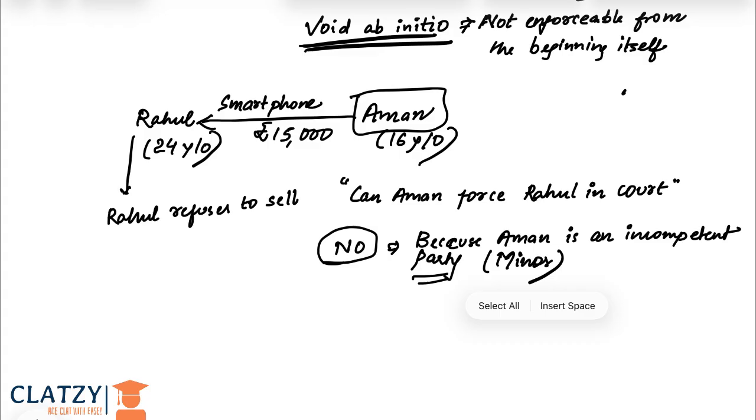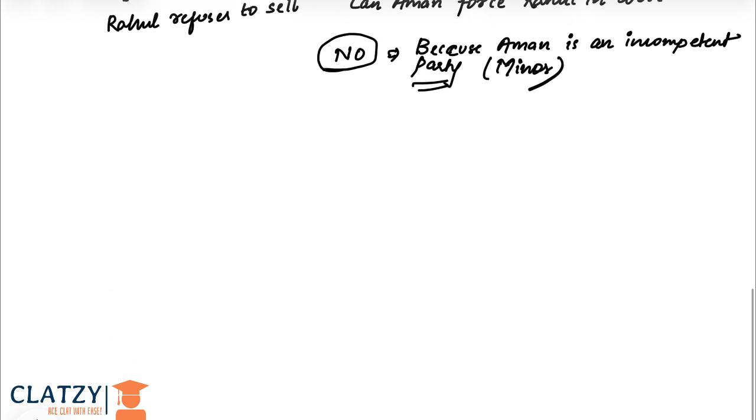And I told you that an agreement entered into with a minor is void ab initio. It is as if the agreement never existed. So even if Rahul and Aman agreed, even if Rahul and Aman exchanged consideration or promised to exchange consideration, there is no agreement at all. The law does not treat this as an agreement. And therefore, Aman cannot force Rahul to sell the phone. Okay? So we can write this again. Agreement is void ab initio.